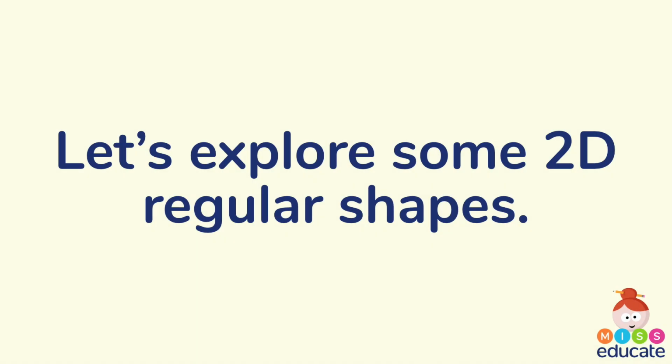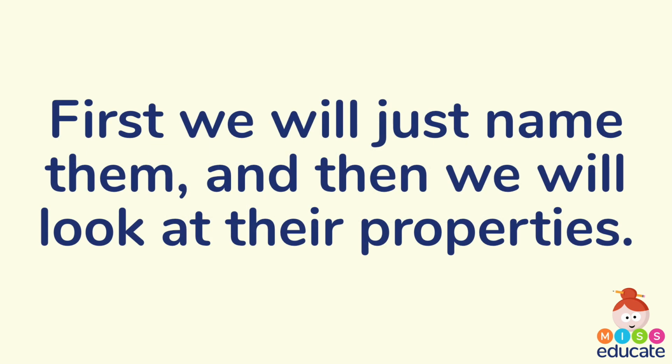Today we are going to be looking at regular 2D shapes. Firstly, we will look at the names of the shapes and then we will look at their properties. This is the things that make them what they are. So, for example, how many sides do they have, how many corners, and so on.